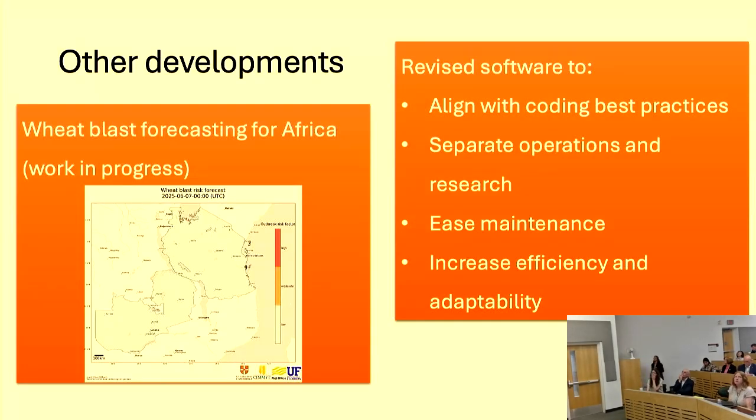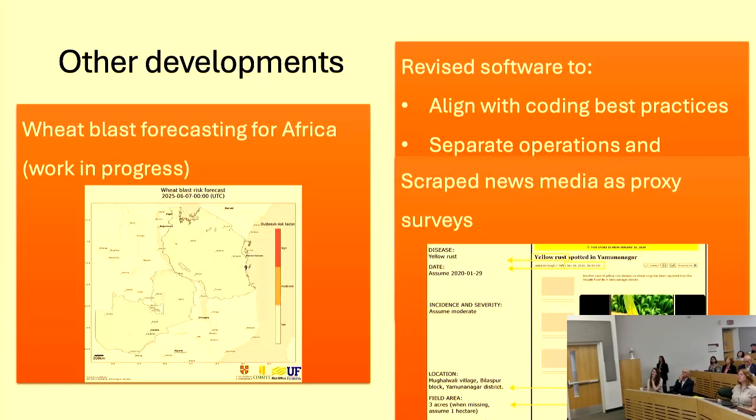We've also been transferring the Wheat Blast forecast model that was running for Bangladesh to run in Zambia. It's a work in progress right now. We're just getting some of the kinks sorted out in the background, but that's going really smoothly. We'd set up an online news media scraper, as I mentioned, to set up proxy surveys. That's been a really helpful tool and interesting to look at how you can fill gaps in the landscape.